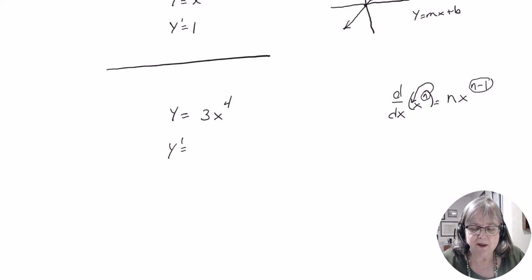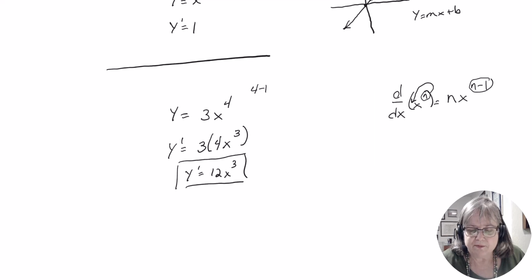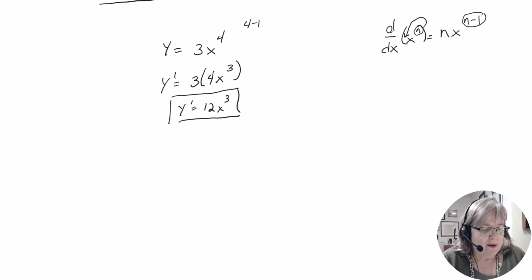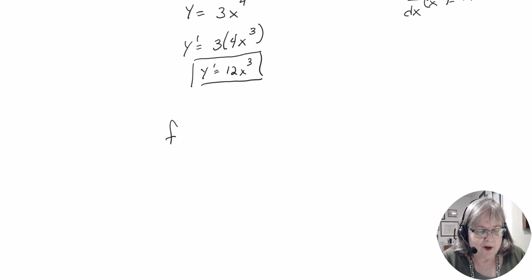So let's practice. So you'd have your 3. You're going to bring the power down in front, leave the x alone, take 1 off of the original power, that would leave you 3. And so y prime would be 12x cubed. Okay? So let's try some more complicated versions to practice. And let's find the derivative of this function.